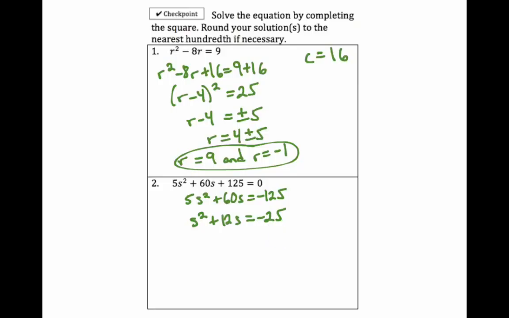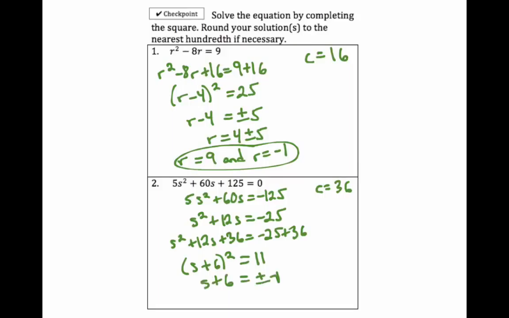So let's identify C. Well, what's half of 12 squared? 36. We're going to add 36 to both sides. Look at that. See, our negative goes away. Take the square of both sides. Sorry, take the square root of both sides. Subtract 6 from both sides. And then finish solving for both of our solutions.